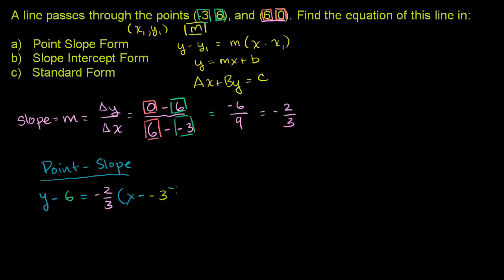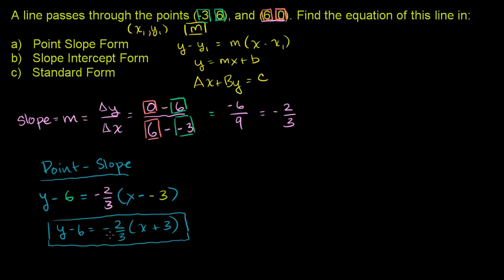And we're done. We can simplify it a little bit. This becomes y minus 6 is equal to negative 2/3 times x. X minus negative 3 is the same thing as x plus 3. This is our point slope form. Now, we can literally just algebraically manipulate this guy right here to put it into our slope intercept form. Let's do that. So let's do slope intercept in orange.